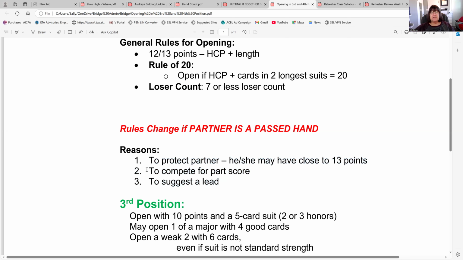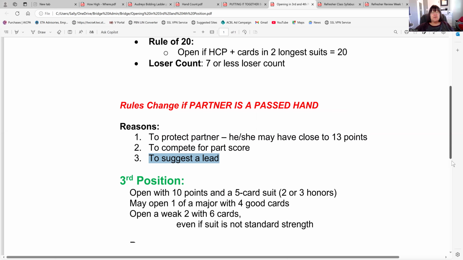The second thing is to compete for a part score. Just because partner didn't bid doesn't mean you can't bid. You're probably not going to go to game if you don't have an opening hand yourself, but you might have a 2 or 3 level bid. So it's to compete for a part score. You don't just give it away to the opponents and let them get whatever they want. And then the last thing is to suggest a lead. You can at least give your partner information, even if the opponents get into the bidding, you can suggest a good thing for them to lead.